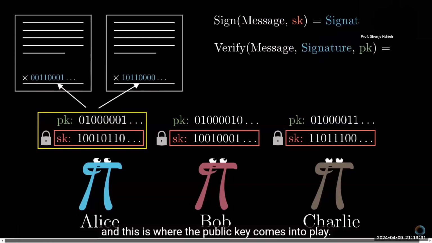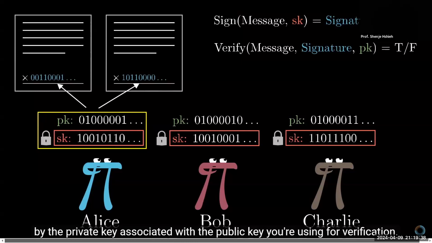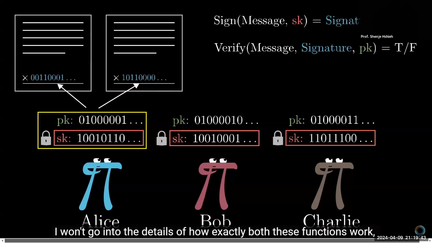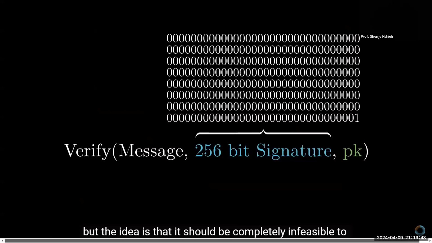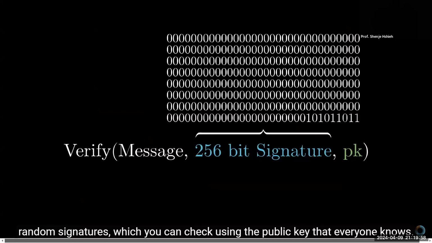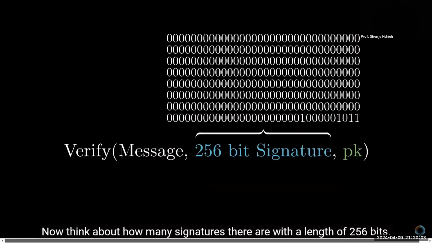Hand in hand with this is a second function used to verify that a signature is valid. And this is where the public key comes into play. All it does is output true or false to indicate if this was a signature produced by the private key associated with the public key that you're using for verification. I won't go into the details of how exactly both these functions work, but the idea is that it should be completely infeasible to find a valid signature if you don't know the secret key. Specifically, there's no strategy better than just guessing and checking random signatures, which you can check using the public key that everyone knows.